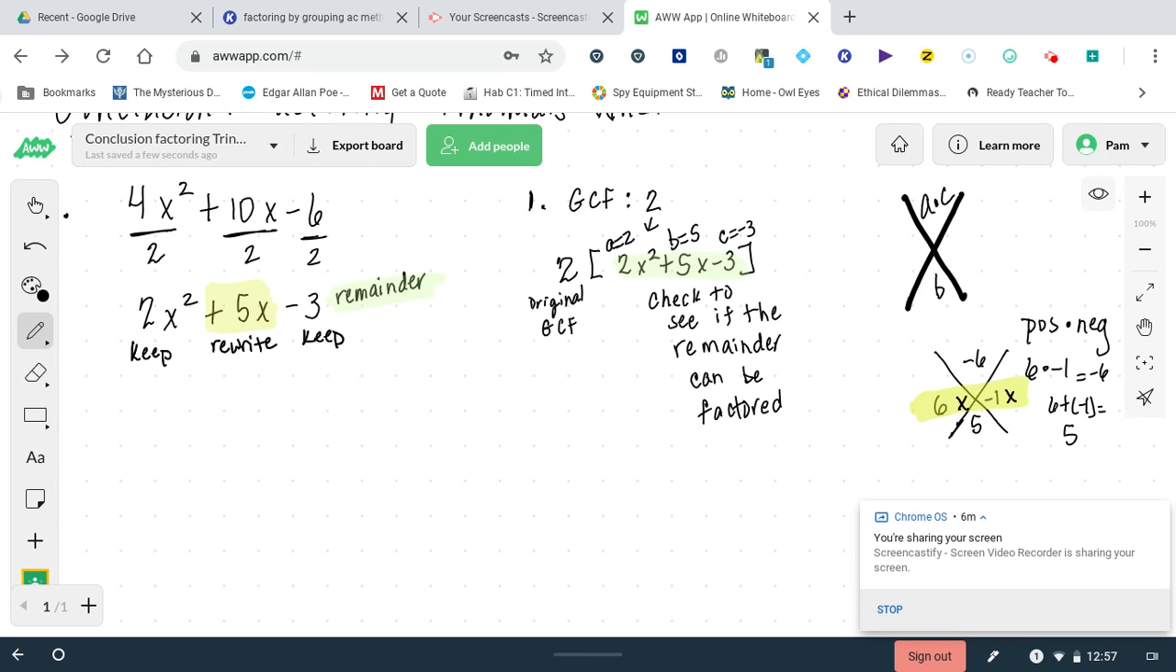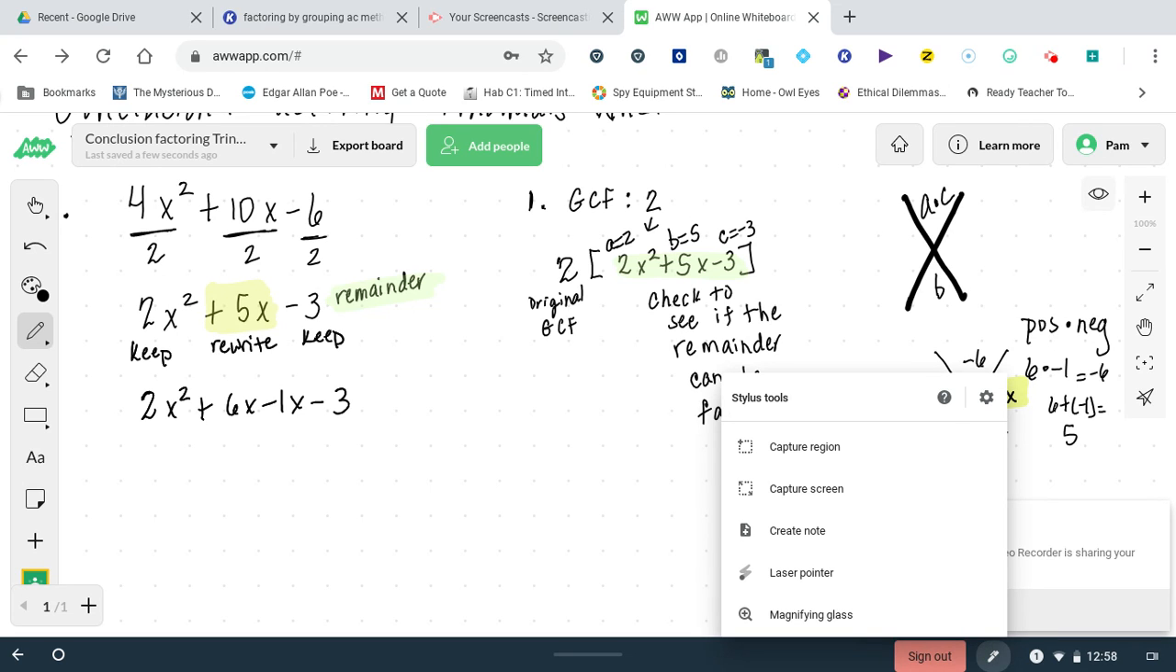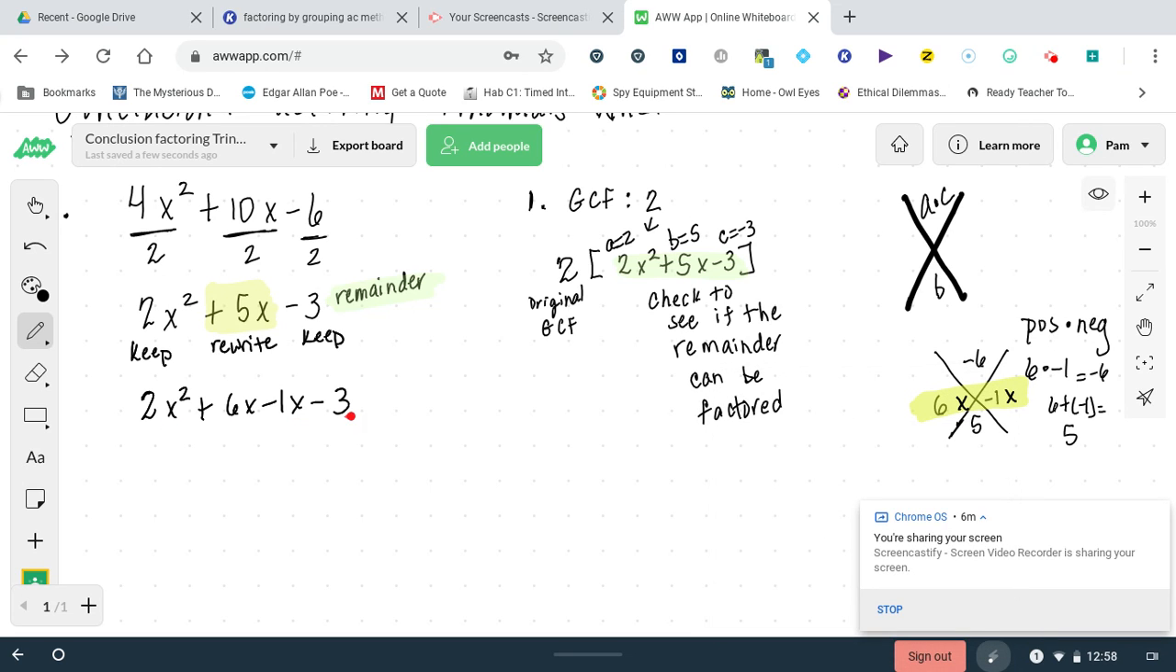All right, so let's rewrite. So we have 2x squared plus 6x minus 1x minus 3. And I'm going to factor by grouping because I have how many terms? 1, 2, 3, 4. There you go.